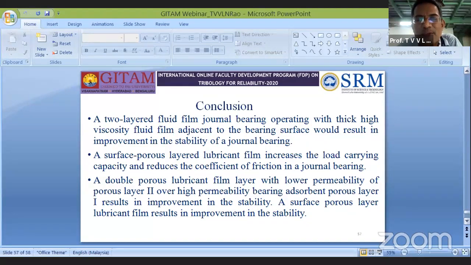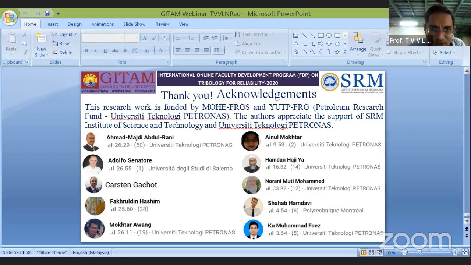But our focus is primarily on the modeling aspect and trying to understand the quantitative improvement in the performance characteristics of the bearing. And I would like to thank my colleagues from Petronas, UTP, Petronas in Malaysia, as well as abroad, for all the great motivation, for all the great support in undertaking these kind of works. And thank you, Geetham School of Technology, Bengaluru, for giving us this opportunity to share our work with our participants. They are also experts, definitely. So with this, I would like to end my presentation.